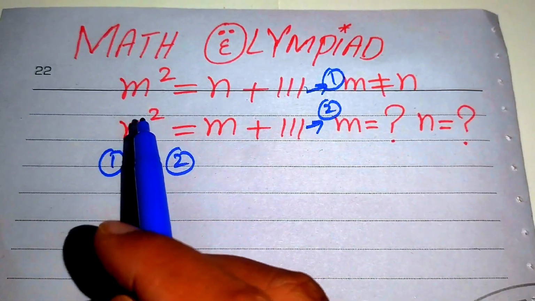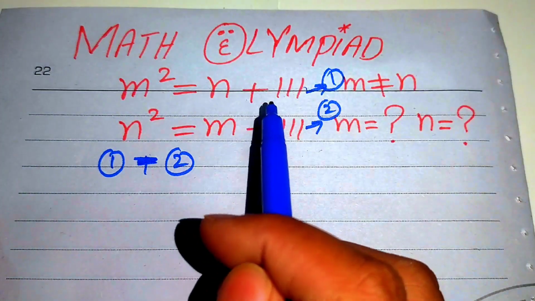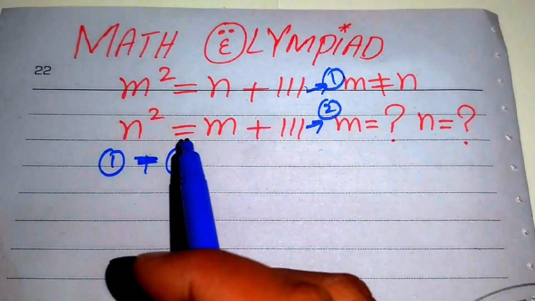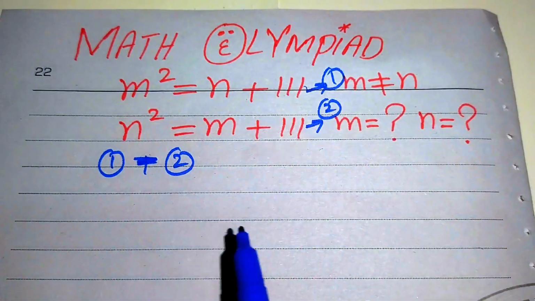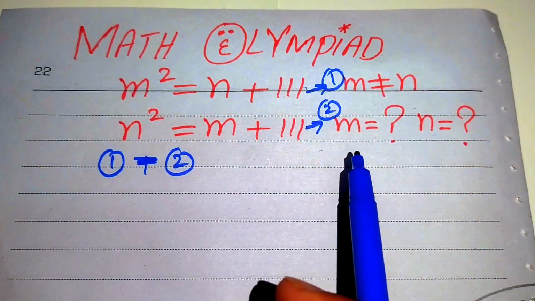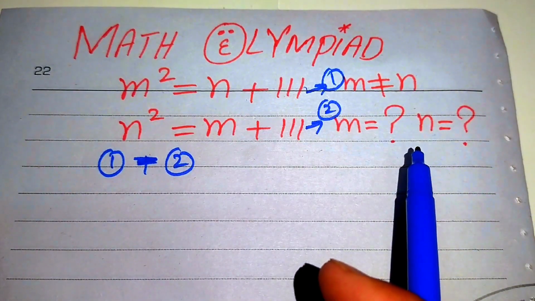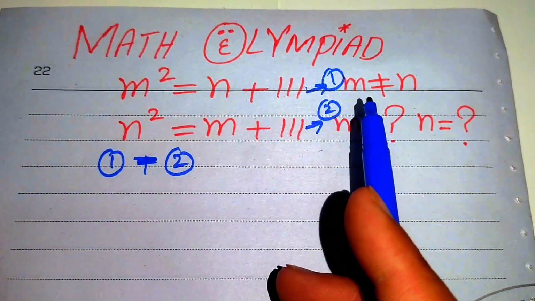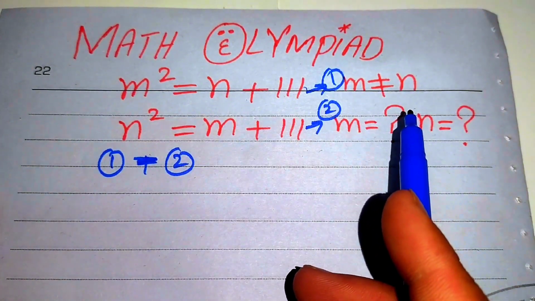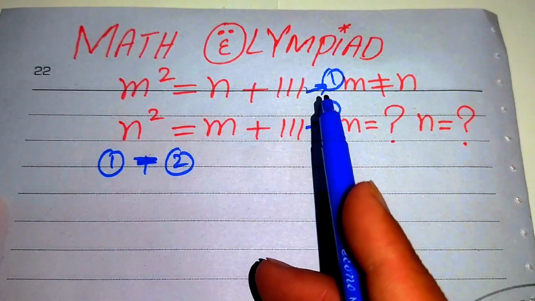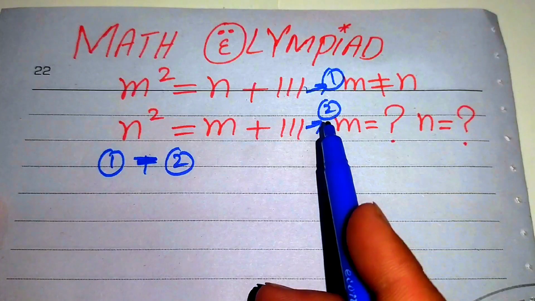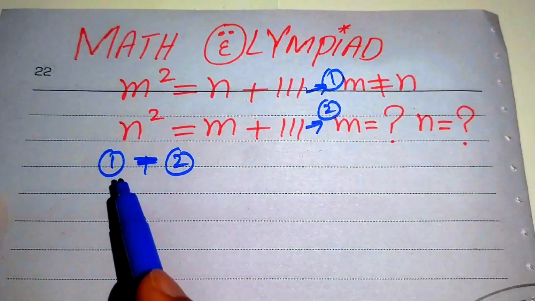Here we have m square equals n plus 111 and n square equals m plus 111. We need to find the value of m and n when m is not equal to n. First, we call this equation number 1 and this equation number 2.